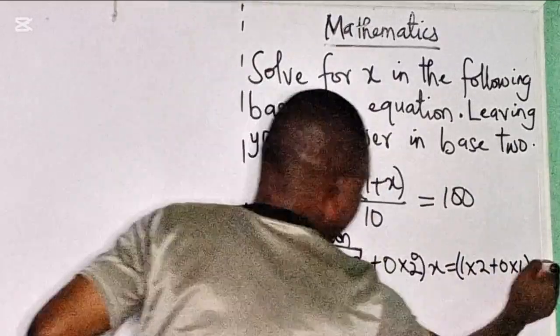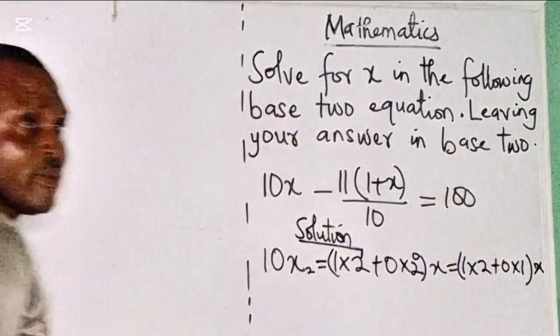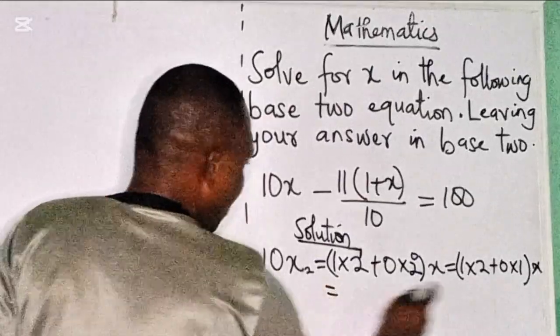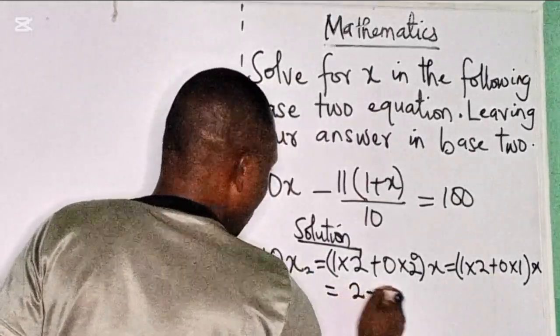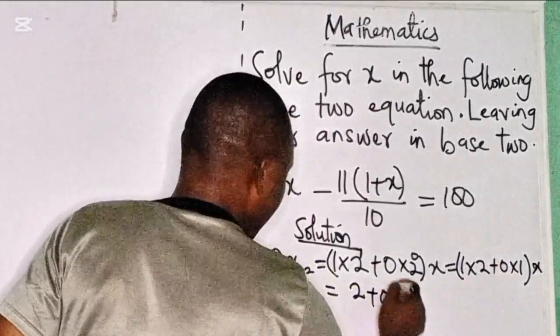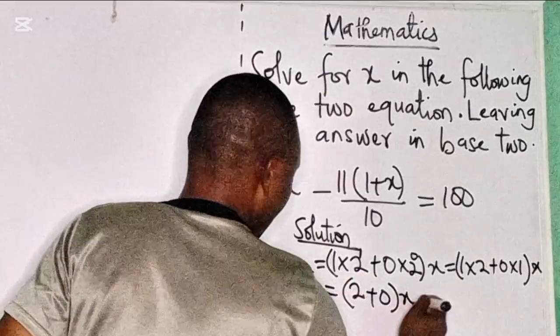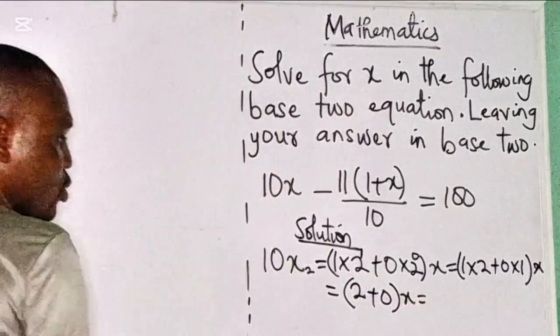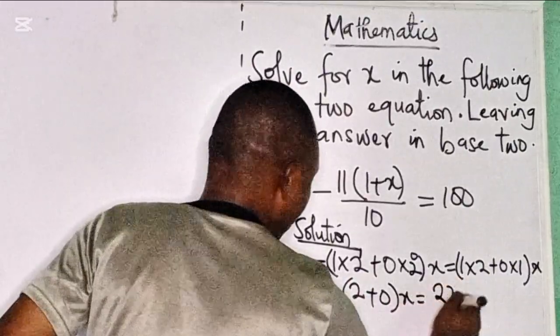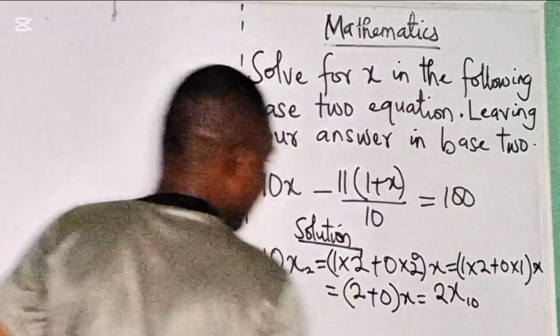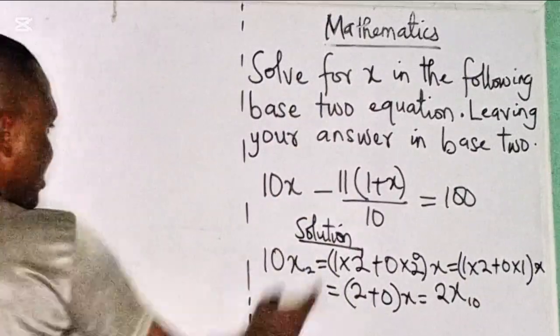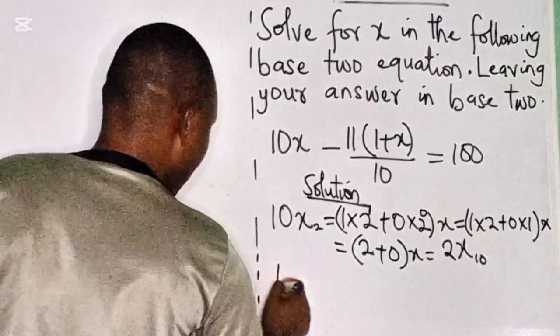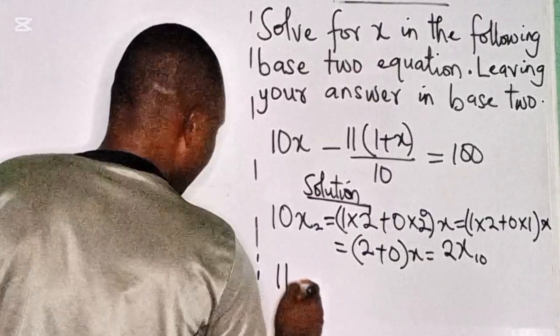Now I'm going to bring this x. Is that clear? So at the end of the day, I'm having 1 times 2 is 2, plus 0 times 1 is 0. So 2 plus 0 is 2. 2 times x is 2x. Now this is in base 10. Is that clear? Now the same thing I'm going to apply here. I'm having 11 in base 2.